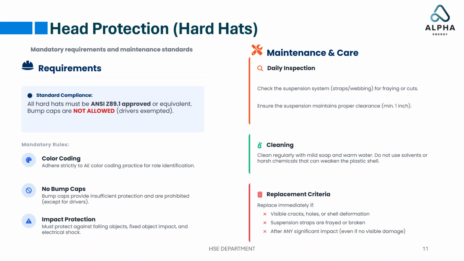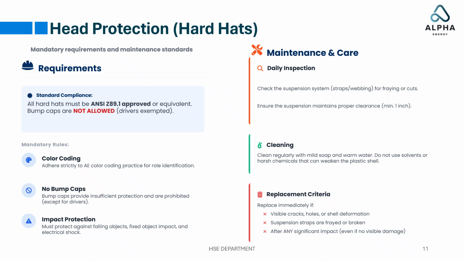The HSE department mandates that all hard hats must be ANSI Z89.1 approved or equivalent, and while bump caps are generally prohibited due to insufficient protection, drivers are exempted from this rule. Mandatory requirements include strict adherence to AME color coding for role identification and ensuring equipment provides protection against falling objects, fixed object impact, and electrical shock.